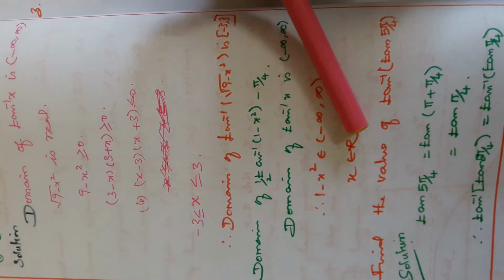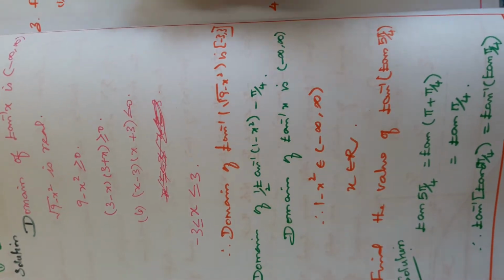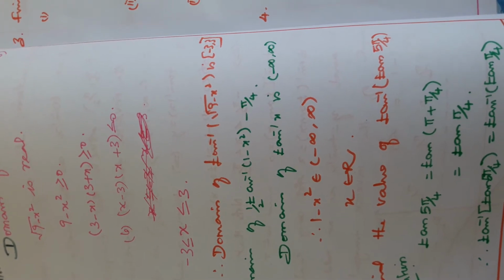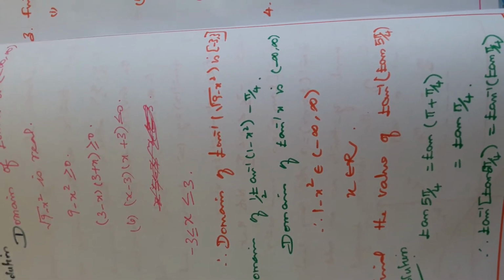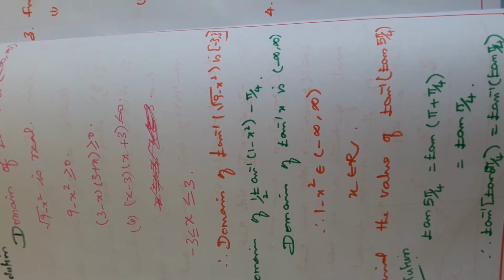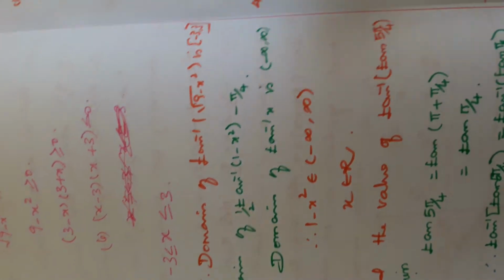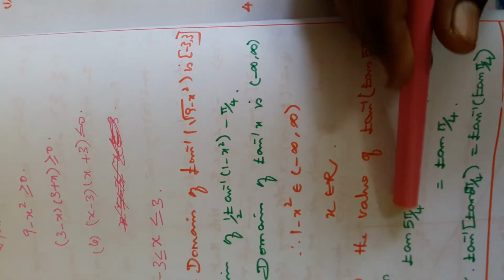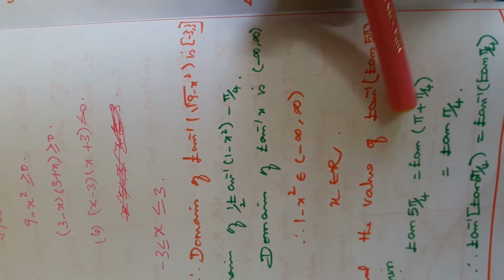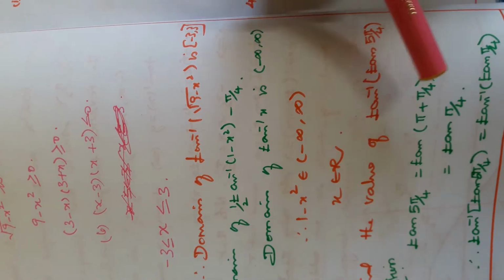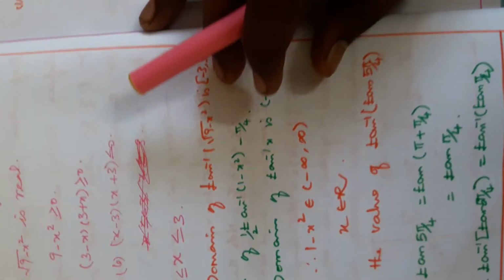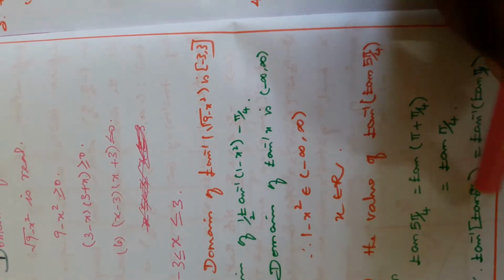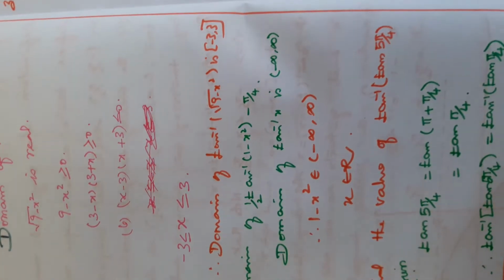That's it. So that is your domain of the question. Find the value of tan inverse of tan pi by 4. You know the range of the tan inverse function is minus pi by 2 to plus pi by 2, but the number is not in the interval. So I have to write it in terms of the interval. Pi plus pi by 4 is written as tan pi by 4. So the answer will be, tan inverse and tan cancel, your answer is pi by 4.